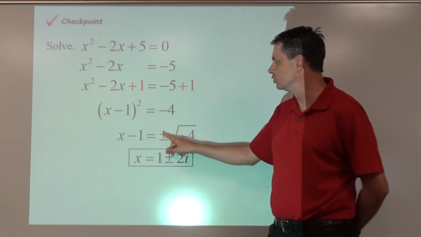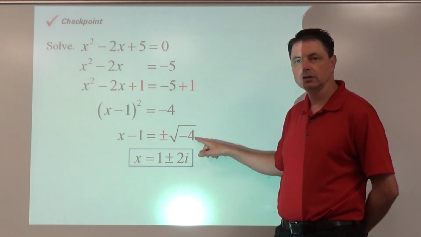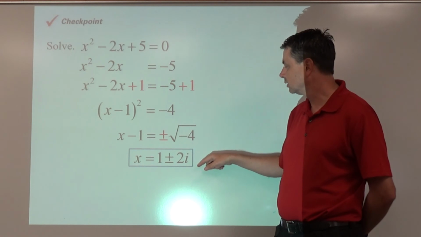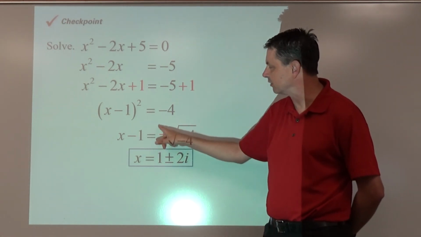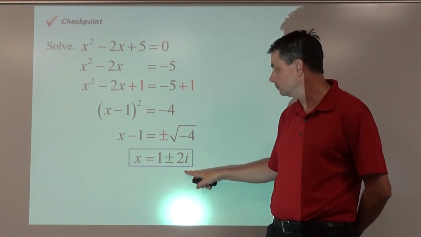Square root both sides. Do not forget your plus or minus. The square root of negative 4 is the square root of 4 times i, and the square root of 4 is 2. So 2 times i. As we add 1, and I usually will do that in front of the plus or minus, that puts it into a plus bi form. There we go.